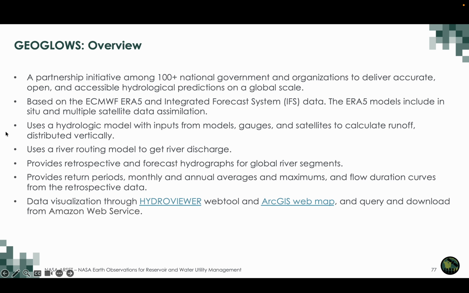GEOGLOWS uses a hydrologic model with inputs from models, gauges and satellites to calculate runoff distributed vertically, and uses a river routing model to get river discharge. It provides retrospective and forecast hydrographs for global river segments and provides return periods, monthly and annual averages and maximums, and flow duration curves from the retrospective data. GEOGLOWS data can be visualized using the Hydroviewer web tool and ArcGIS web map, and the data can be downloaded using Amazon Web Services.